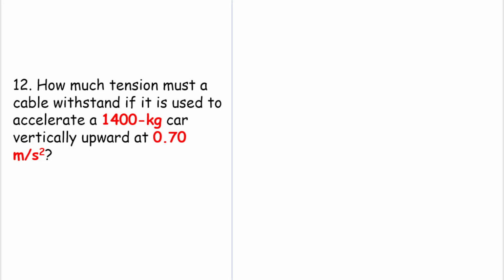How much tension must a cable withstand if it is used to accelerate a 1400 kilogram car vertically upward at 0.70 meter per second squared? Because this is a physics problem, we need to draw it, right?